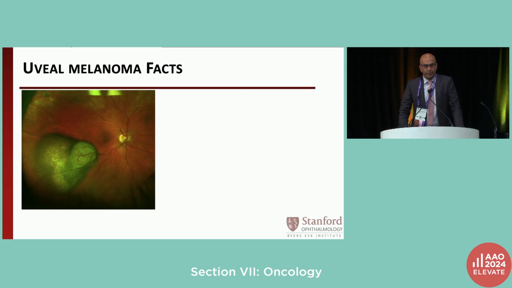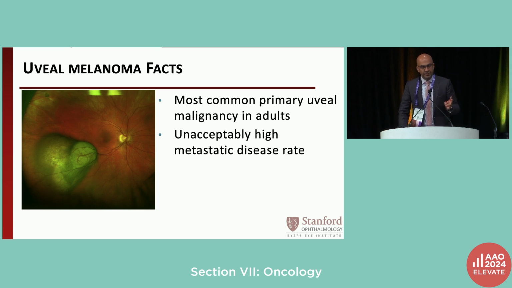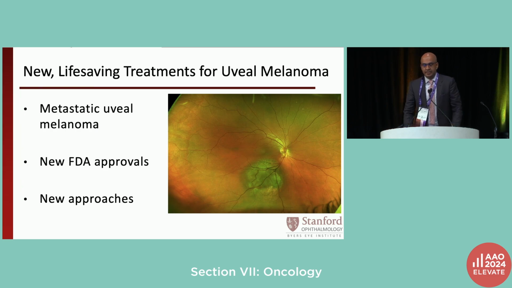So some facts about uveal melanoma. It's the most common primary uveal malignancy you'll see in adults. It has an unacceptably high metastatic disease rate. And you all, as retina specialists, are often on the front line in diagnosing, managing, and supporting our patients with this disease. And what we'll talk about today are some new potentially life-saving treatments that are available in uveal melanoma. We'll talk about some of the current treatments for metastatic disease, new FDA approvals that have come across, and some maybe potentially new approaches for addressing this condition.